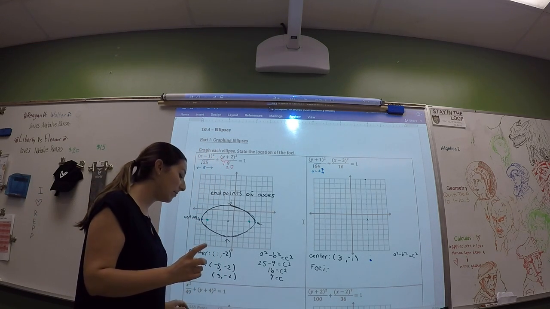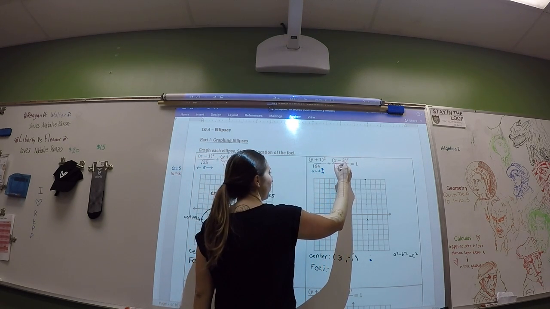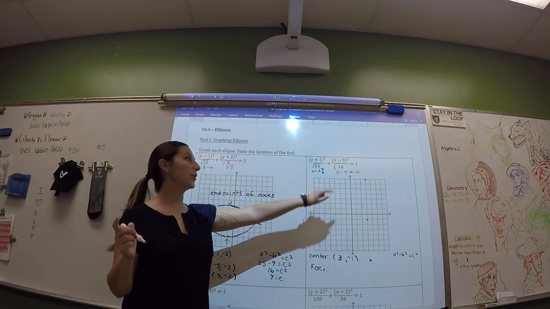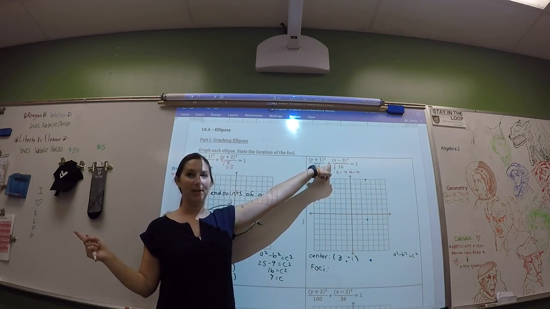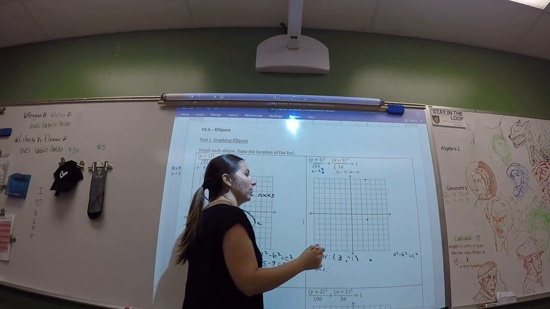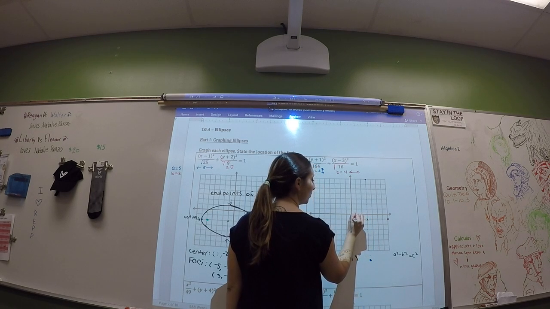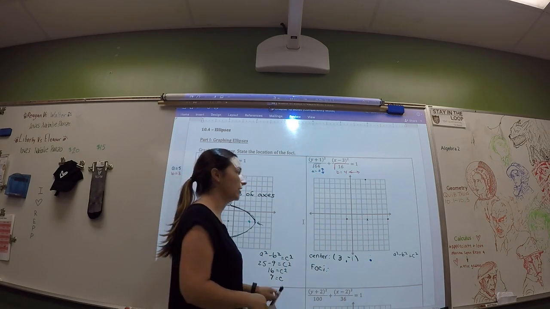And we're going to do the same thing with the other denominator. And we get 4 in the horizontal direction. It's in the horizontal direction because it's underneath x, which is the horizontal letter. So you're going to go 1, 2, 3, 4. 1, 2, 3, 4. And then you will connect those 4 points.